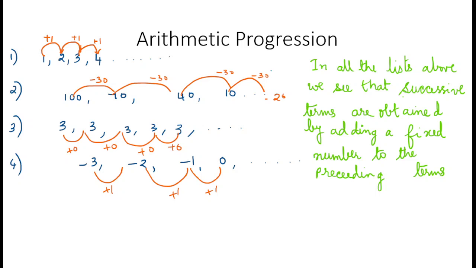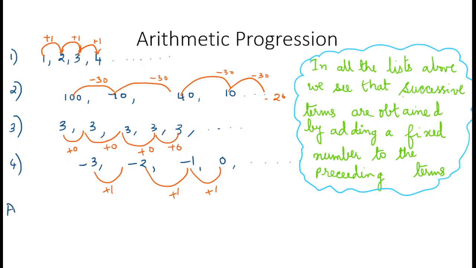Now what do you mean by preceding terms? Preceding means the previous term. Okay, previous term. If we add a fixed number, we get the continued numbers. So this is fixed now. So we'll write what is arithmetic progression, AP. In short form, we call it AP. I'll use red color here to write the definition of AP. AP, that is nothing but arithmetic progression.